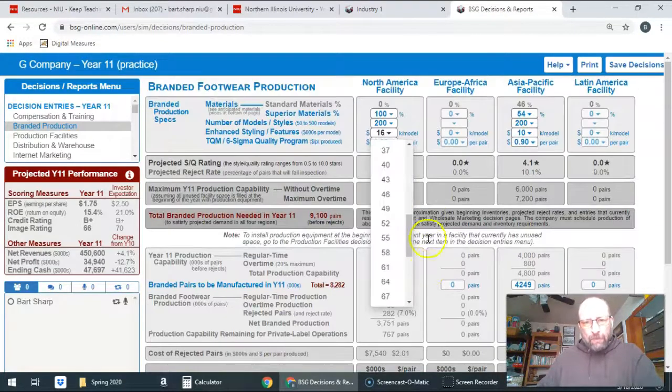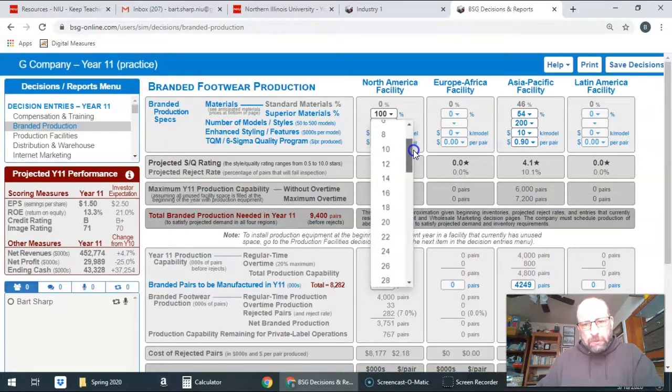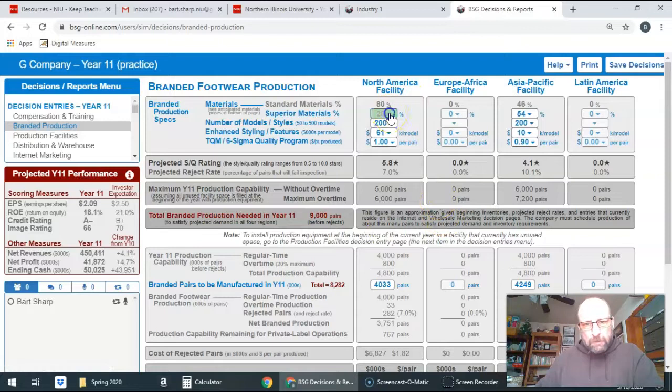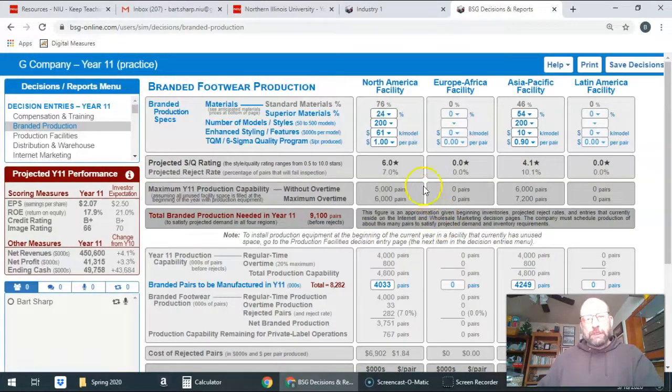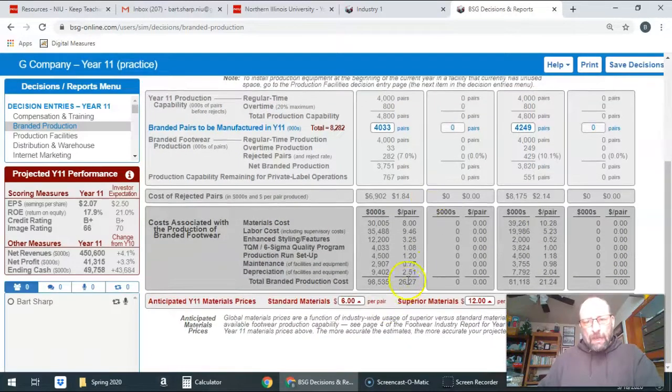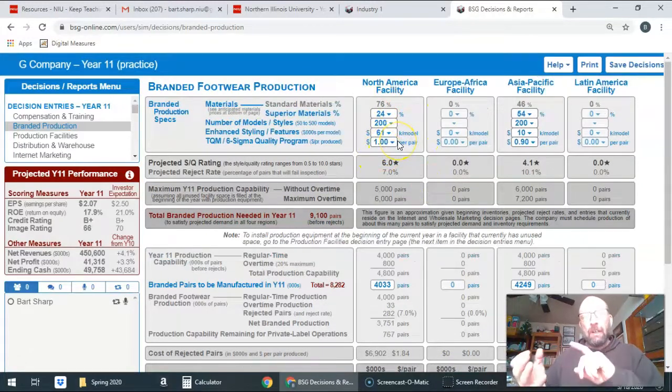I'm going to 28.77. Somebody remember that number. Can increase that. No, that's way too high of a star. I don't want to make 7.9 star shoes. I want to make six-star shoes. So I'm going to come back and reduce this. Boom, six-star shoes. Now, well, looky there. Instead of 28.77, my production costs are 26.27. I just saved myself over $2 per pair in production cost just by optimizing my mix of materials, styling, and TQM.